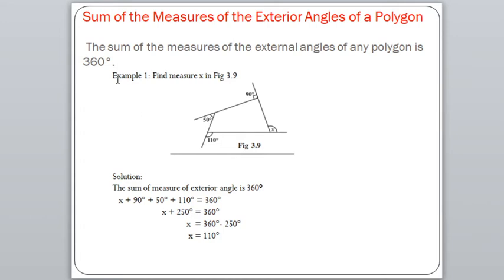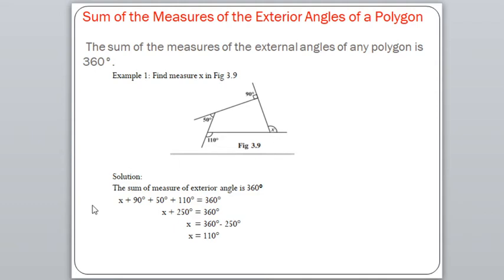Now I would like to take an example before starting the exercise. This example is given in your textbook also. Example 1: find the measure of x in figure 3.9. Here a figure 3.9 is given, with four sides and four angles. Of the four angles, three angle measurements are given and one is not, so it is given as x. We have to find the value of x, and whatever the value of x is, that is the measure of that angle.